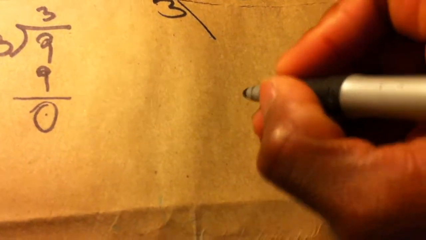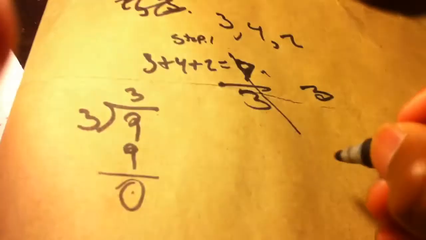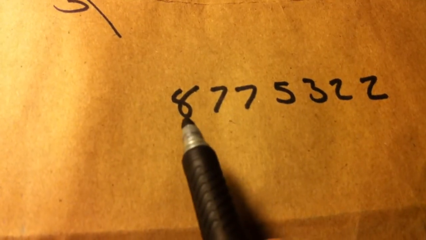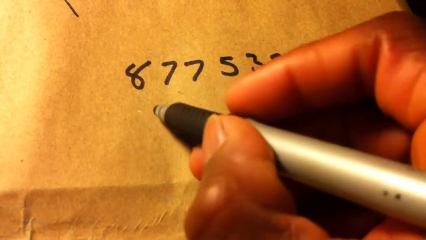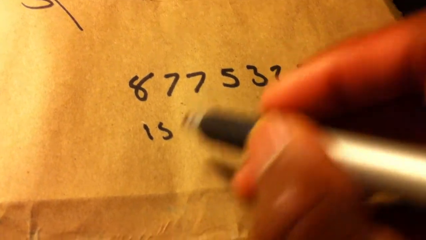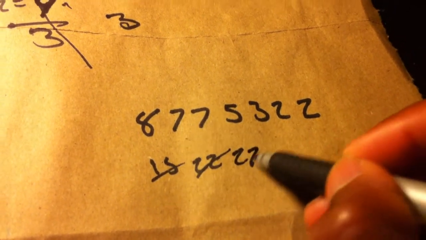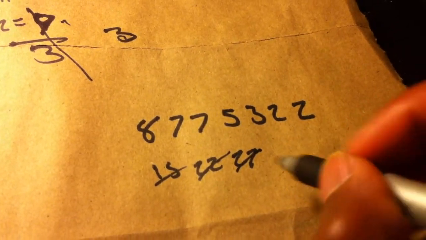So back to the original question. It asked you what the mean of, let me write these down really fast, 8, 7, 7, 5, 3, 2, 2. Okay, so what we do, first things first, step one, add these numbers together. Add them all. So 8 plus 7, 15, plus another 7, 22, plus 5, 27, plus 3, 30, 34.